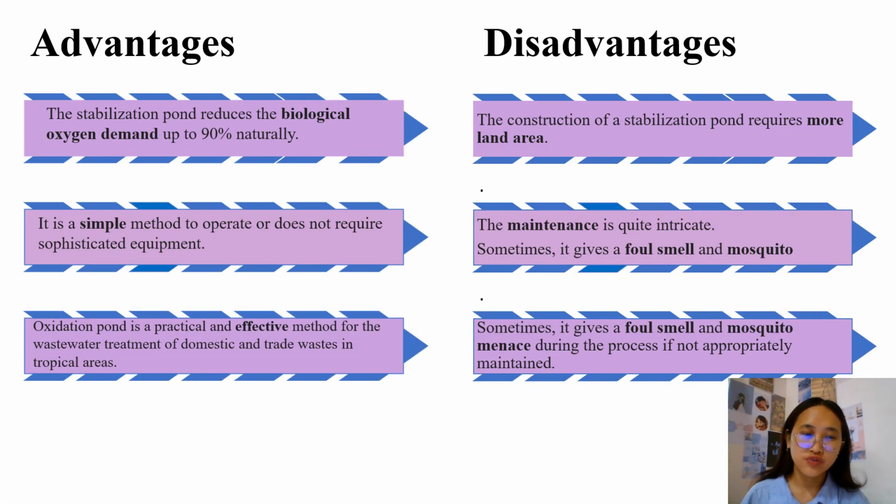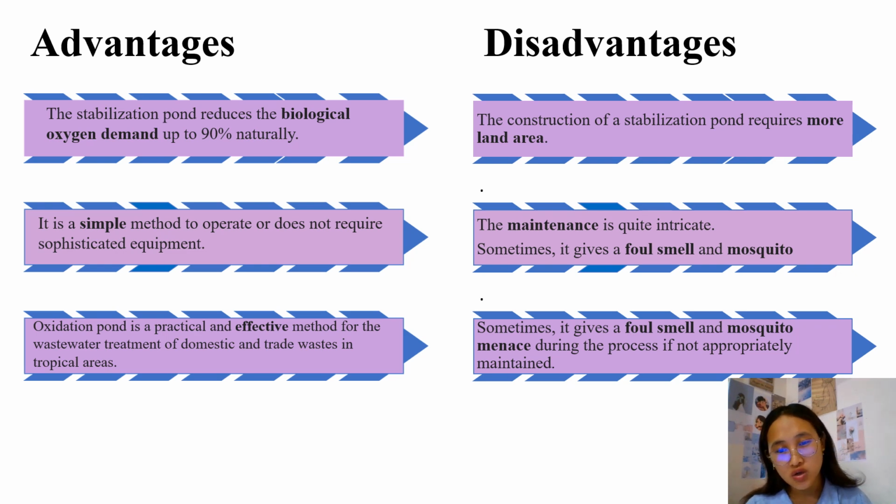Advantages and disadvantages of oxidation pond. In advantages, the stabilization pond reduces the biological oxygen demand up to 90%, and it is a natural and energy efficient wastewater treatment. It is a simple method to operate and does not require sophisticated equipment. Oxidation pond is a practical and effective method for wastewater treatment of domestic and trade waste in tropical areas. The other advantages include low operational and maintenance cost, and reduction in pathogens and organic pollutants.